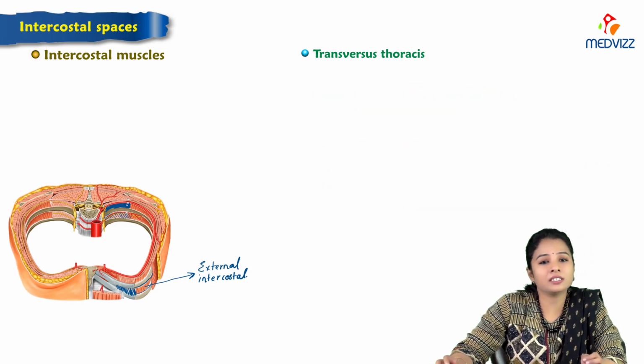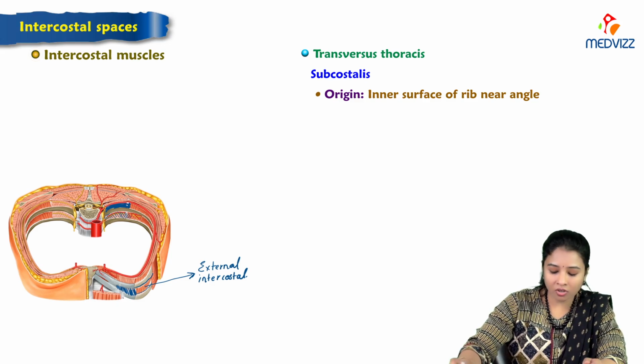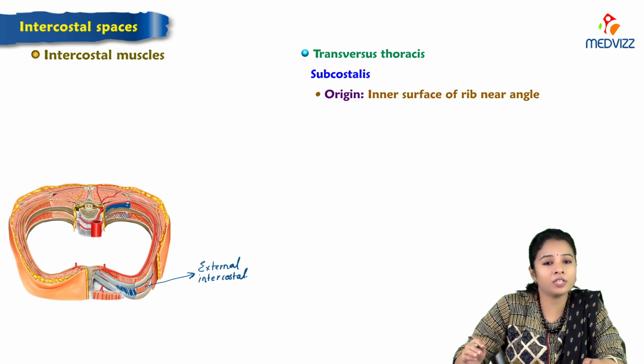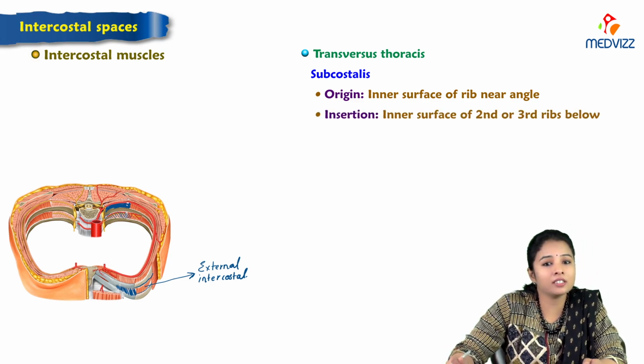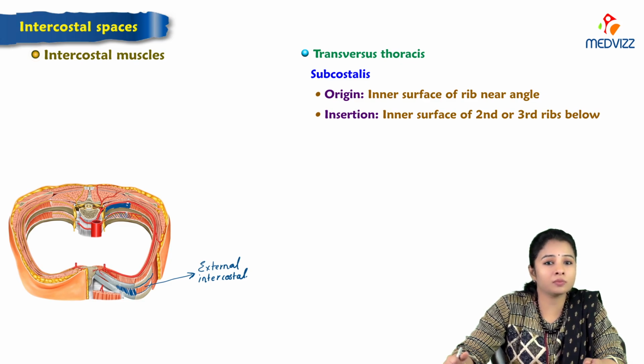The second muscle is the subcostalis. The subcostalis, if we see its origin, it gets origin from the inner surface of the rib near the angle. So it gets origin from the angle of the rib, and it gets inserted to the inner surface of the second or third rib below. So that is about subcostalis muscle.